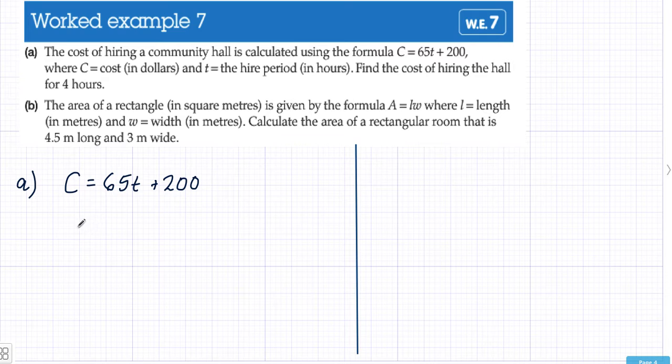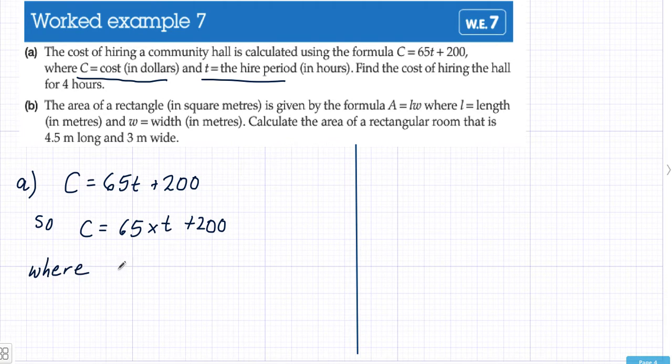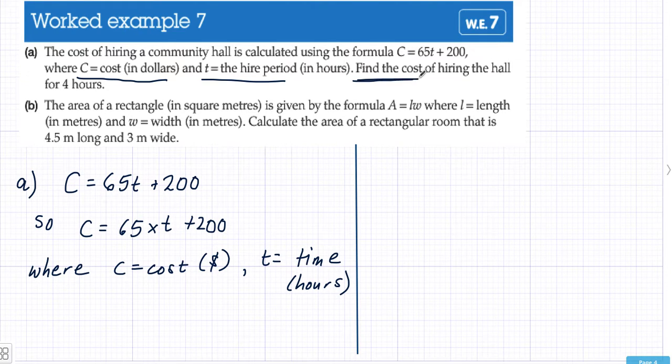Now I like to write this down putting in the multiply sign. C equals 65 times T plus 200. What the question also tells you is what these things represent. C equals cost, and that's in dollars, and T equals the time that you're hiring your hall out for. So that's T. All right, so what we're going to do is a substitution. The question asks you, find the cost of hiring the hall for 4 hours.